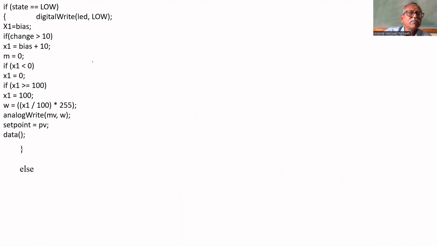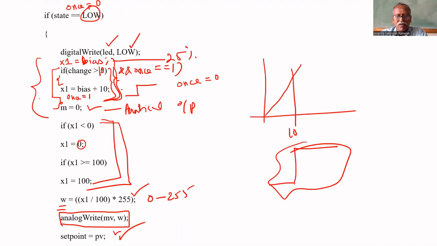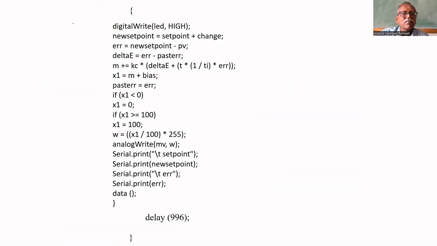In closed loop, this is closed loop. Else, after this, these two lines are there. Else, this is closed loop. This is for closed loop. Here, digital write LED high. So the LED will glow to indicate that it is in closed loop.